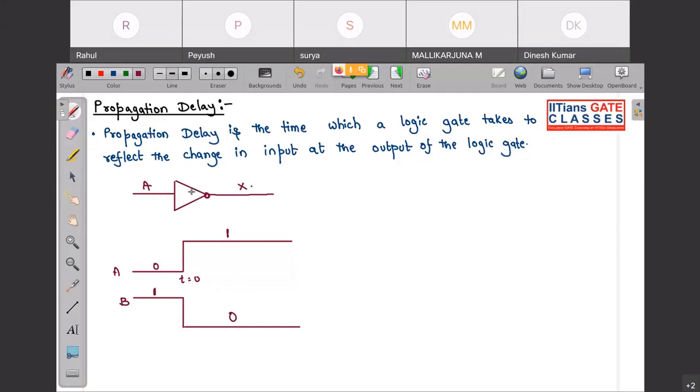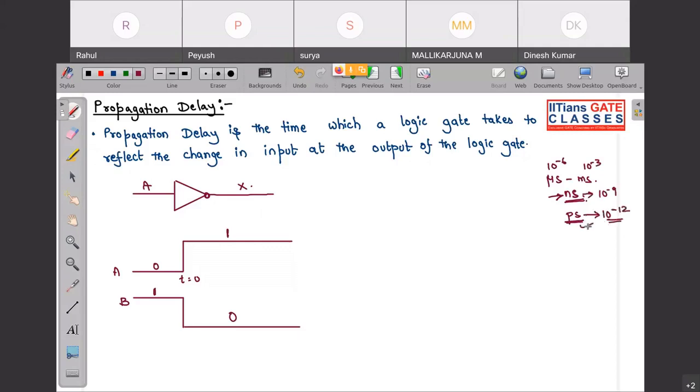But what happens, any electrical circuit has by default some delay. Now the delay might be in the range of microseconds to milliseconds or even nanoseconds. In modern day computers, the delay is in the form of nano or even picoseconds also. Okay, picosecond. Microsecond means 10 to the power minus 6. Millisecond means 10 to the power minus 3. Nano means 10 to the power minus 9. Pico means 10 to the power minus 12.